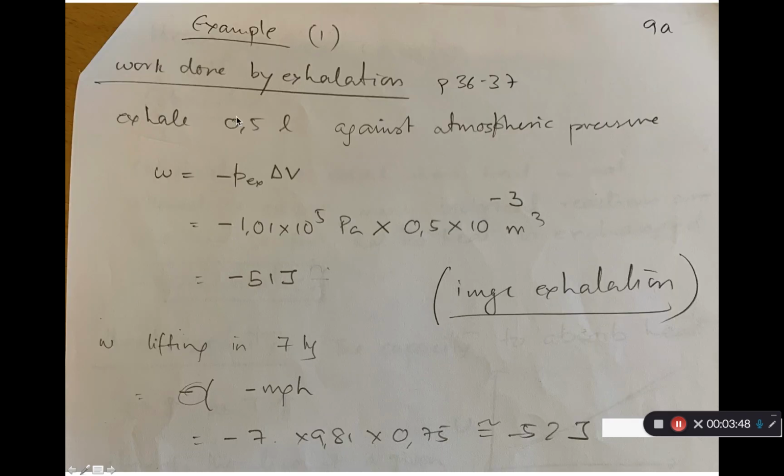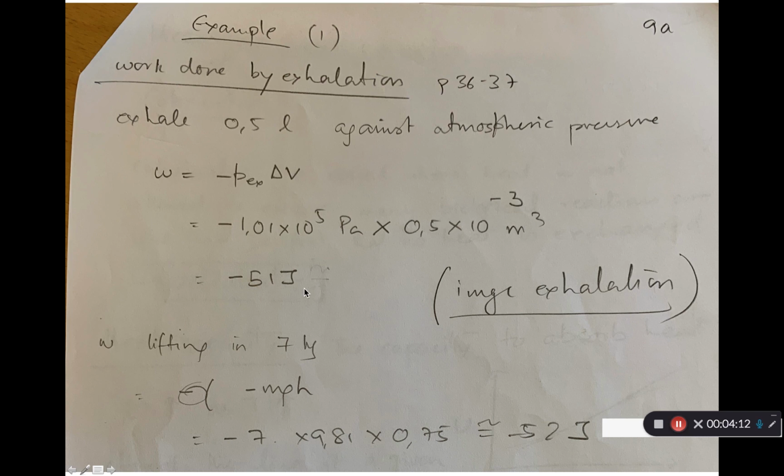So here is the calculation. The work done by exhalation is equal to the external pressure multiplied by the change in volume and a negative sign. And if you plug in the numbers, you get a value of about 51 joules. And since we are doing work, the answer is negative. So every time you let out or exhale about half a liter of air, you do 51 joules of work.